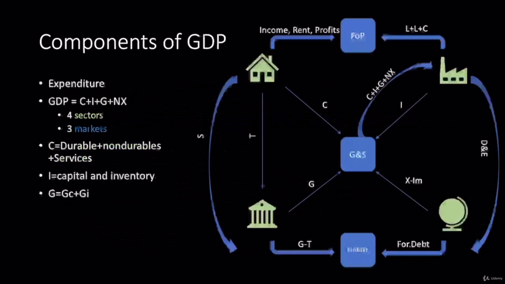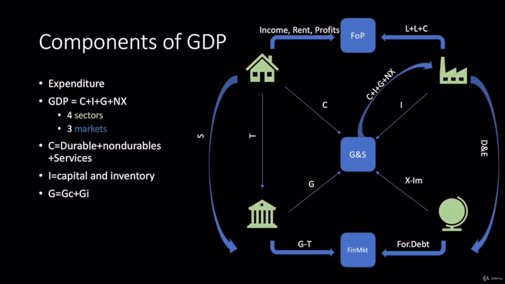So first things first, this is the first model that we're going to develop to understand how the economy works. And this is going to be the expenditure approach to understanding the economy in terms of GDP. So what are the components of GDP?